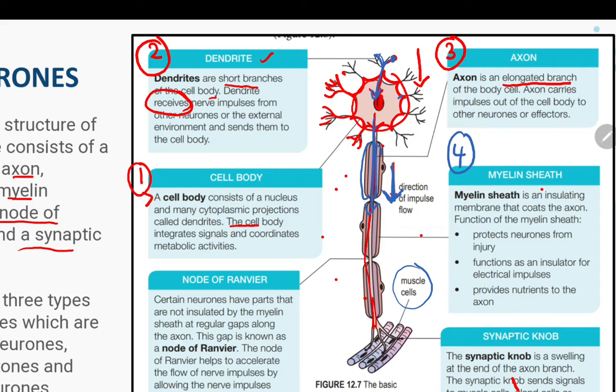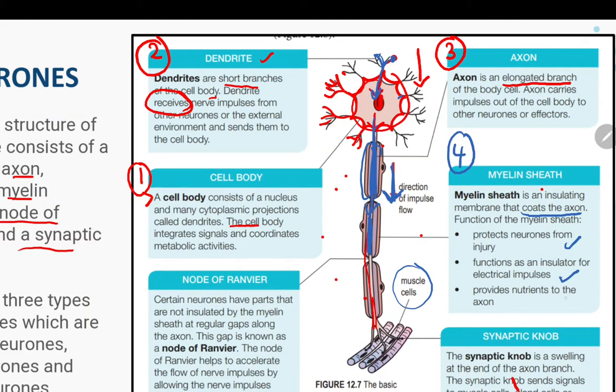The myelin sheath is an insulating membrane that coats the axon. The functions of the myelin sheath: the first is to protect neurons from injury. The second is to act as an insulator for electrical impulses, meaning the impulse is unable to travel through the axon where the myelin sheath is. So where will it pass through? Next I will explain.